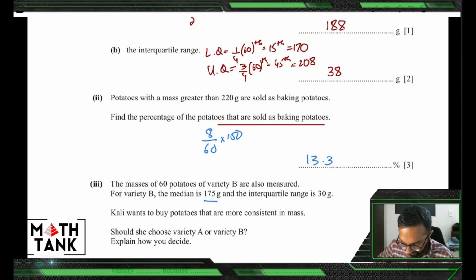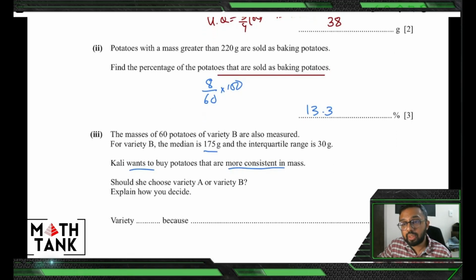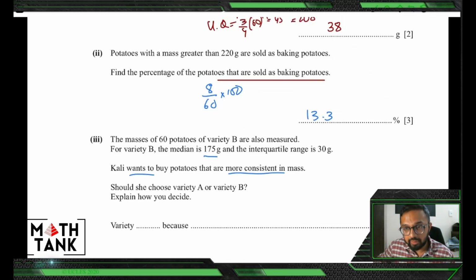Okay, Kali wants to buy potatoes that are more consistent in mass. So what do I mean by consistent? That they do not vary a lot, so they're closer to the center as such. So what is the center in this case? The center is the median. That's the 50th percentile. So I want them to be close to the center. So when will they be close to the center? When the range is lower.